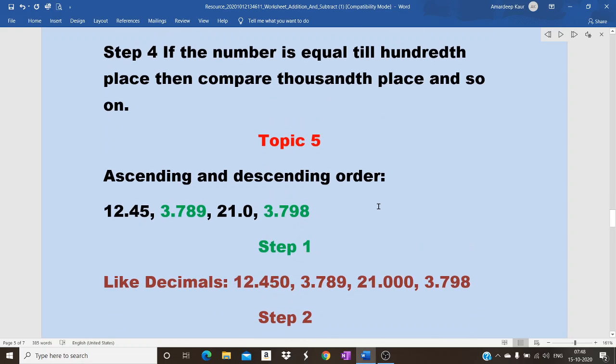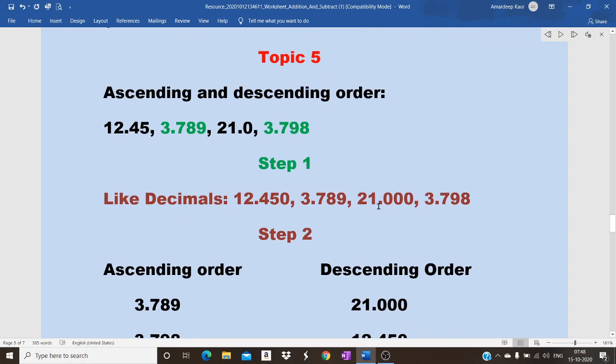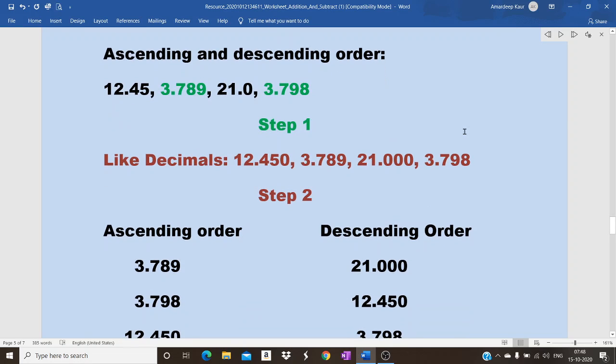Now once we have understood how to compare the numbers, we can move on to the next topic, topic 5: how to put our numbers in ascending and descending order. I would just tell you one thing: if we change all the numbers into decimals first before comparing, before addition, before subtraction, and before ascending or descending, there is less chance of errors. So make it a habit.